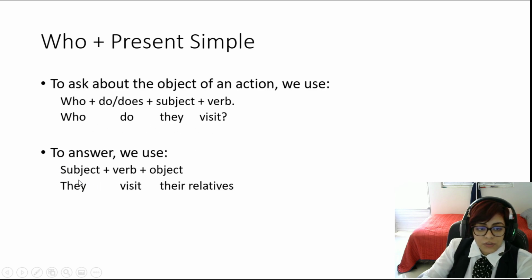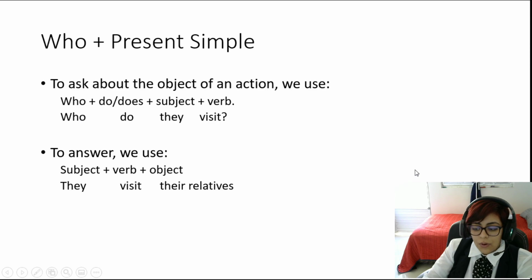And to answer, we're going to use the subject, that is they. The verb is visit, because they visit. And the object is the person they are doing the action to. So, who do they visit? They visit their relatives. We are asking about these persons. Who are they going to visit? They visit their relatives.